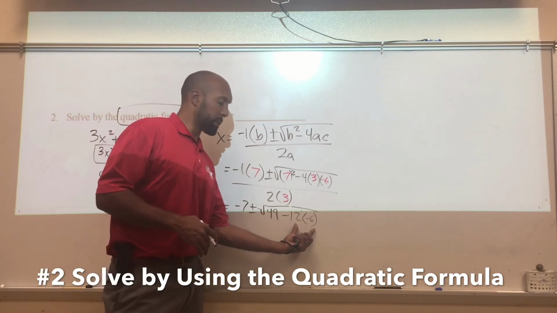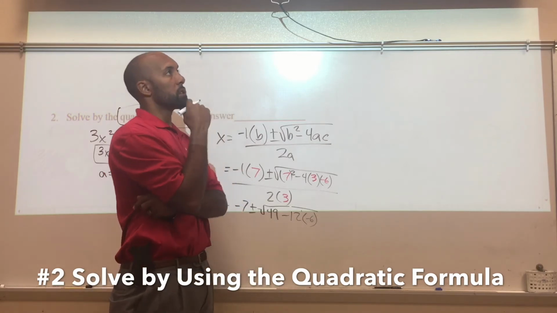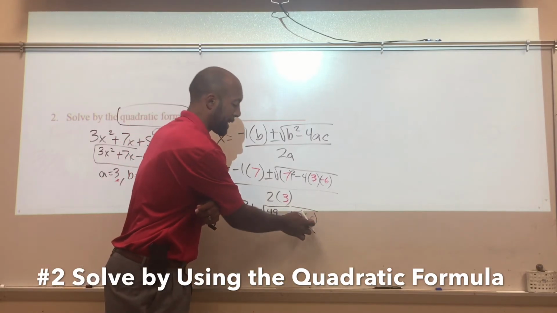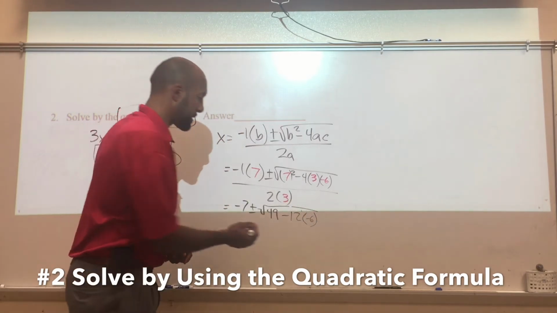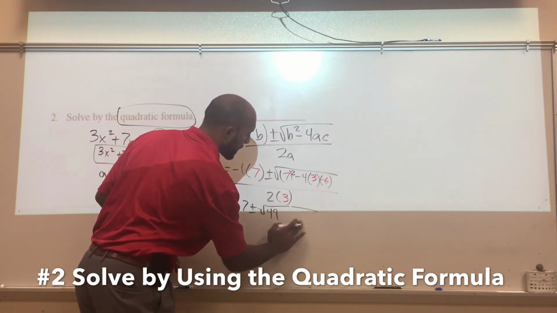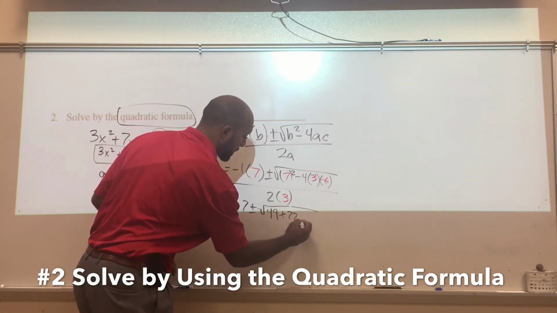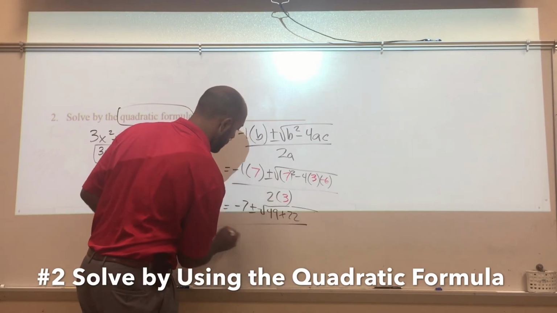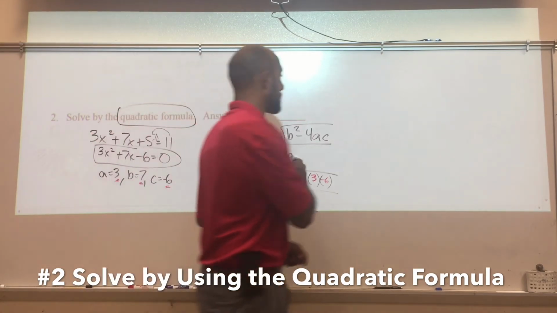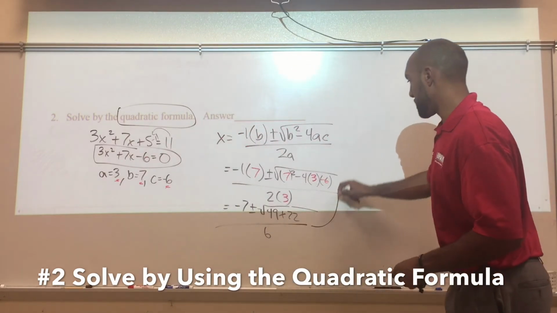Now we need to figure out what is 12 times 6. Let's see. 12 times 6 is 72, but it's a negative times a negative, so make sure it's a positive. Okay, so I'm actually just going to go ahead and change it. It's positive 72. Kind of skip ahead there. All over 2 times 3, which is 6. Okay, so let's move over to this side. We're going to move our steps up here.